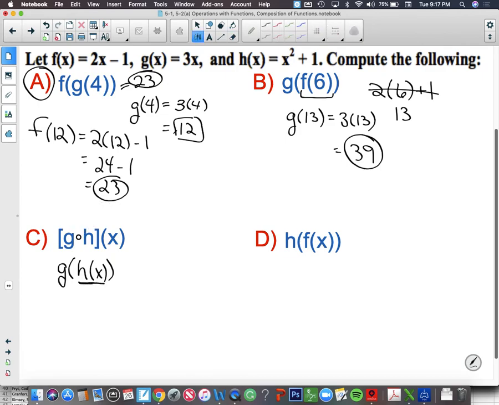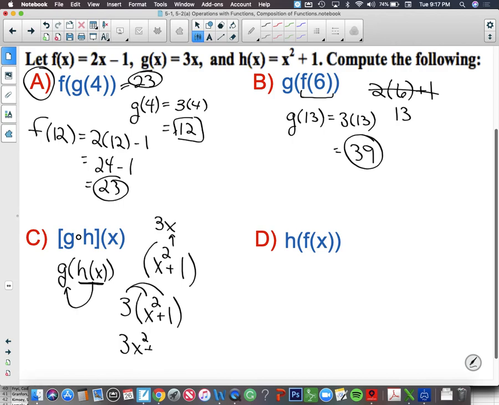So we're going to take the h of x function there, and we're going to plug that into my g function, okay? So h of x is x squared plus 1, and g of x is 3x. So we're going to take this stuff here and plug it in for the x. So it would look like this. We'd have 3 parentheses x squared plus 1. So we're plugging the h function into the g function. All right, and then we just distribute and simplify it as much as we can. So 3x squared plus 3.